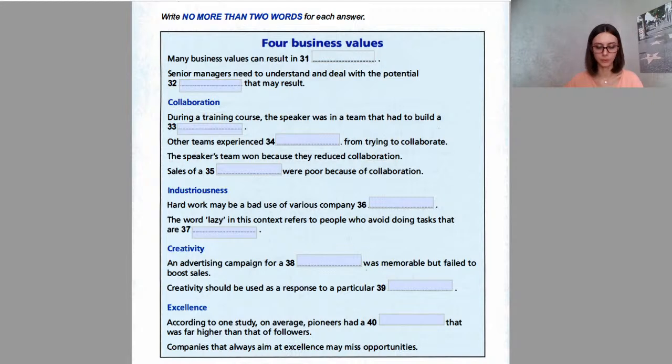So our final section. So 31, the answer is damage. 32, the answer is side effects. Make sure that you spelled effects with an E at the very beginning because it's a noun, not a verb. So 33 is bridge. 34 is confusion. 35 is smartphone.